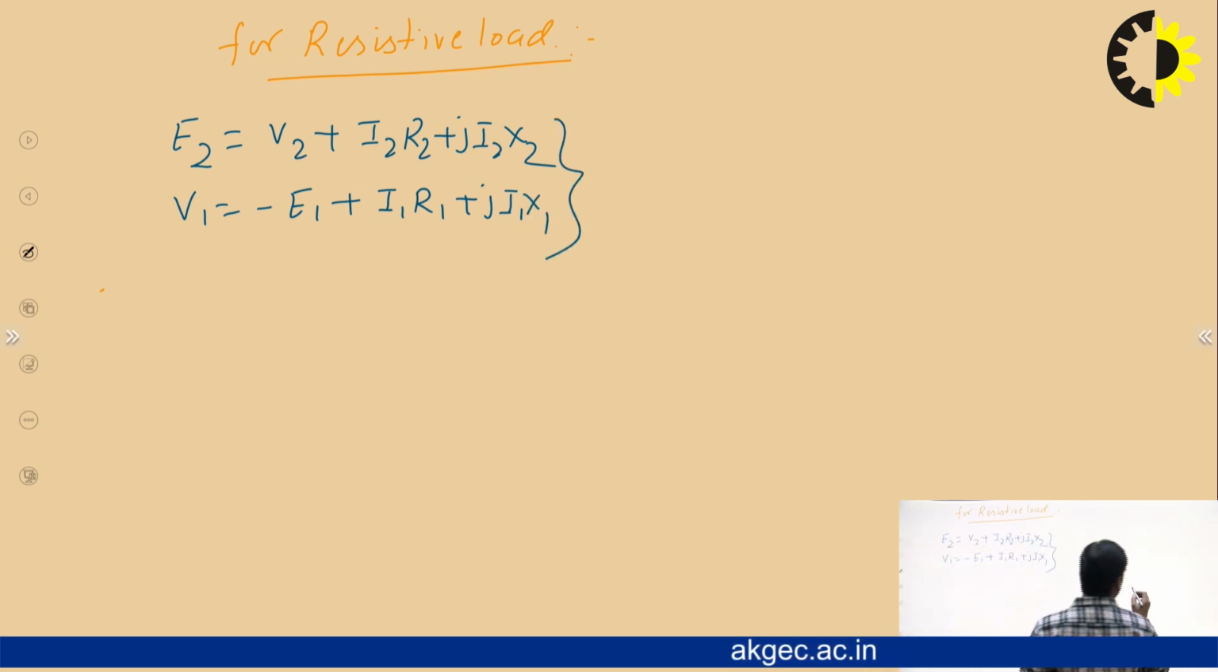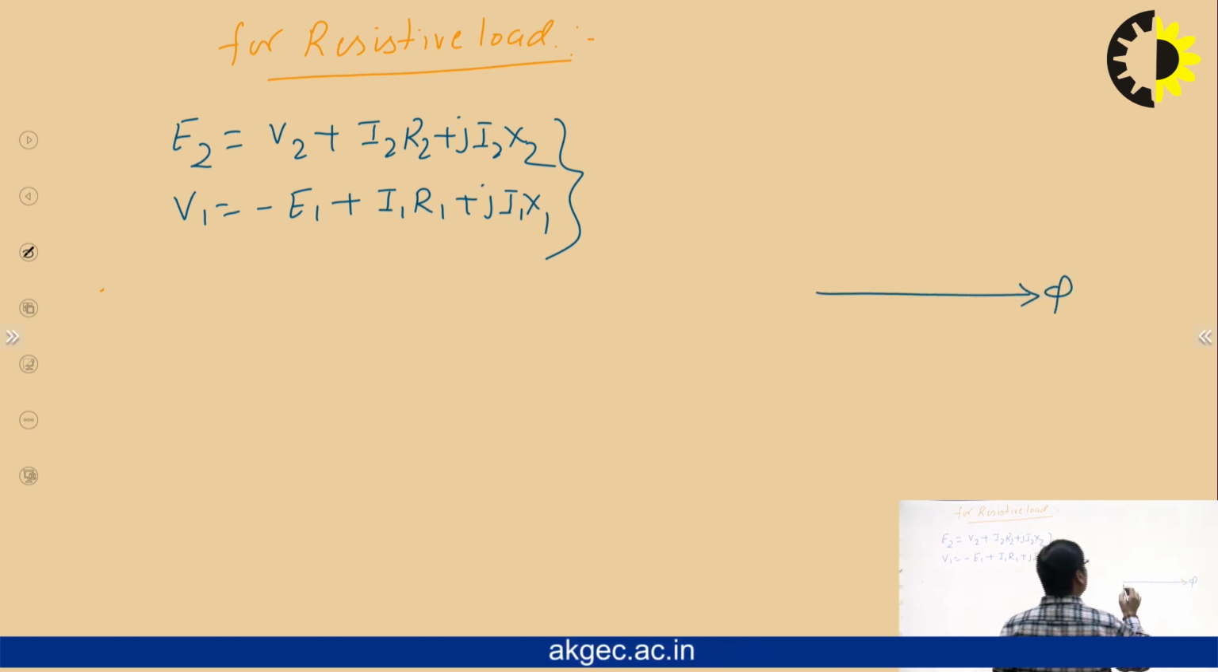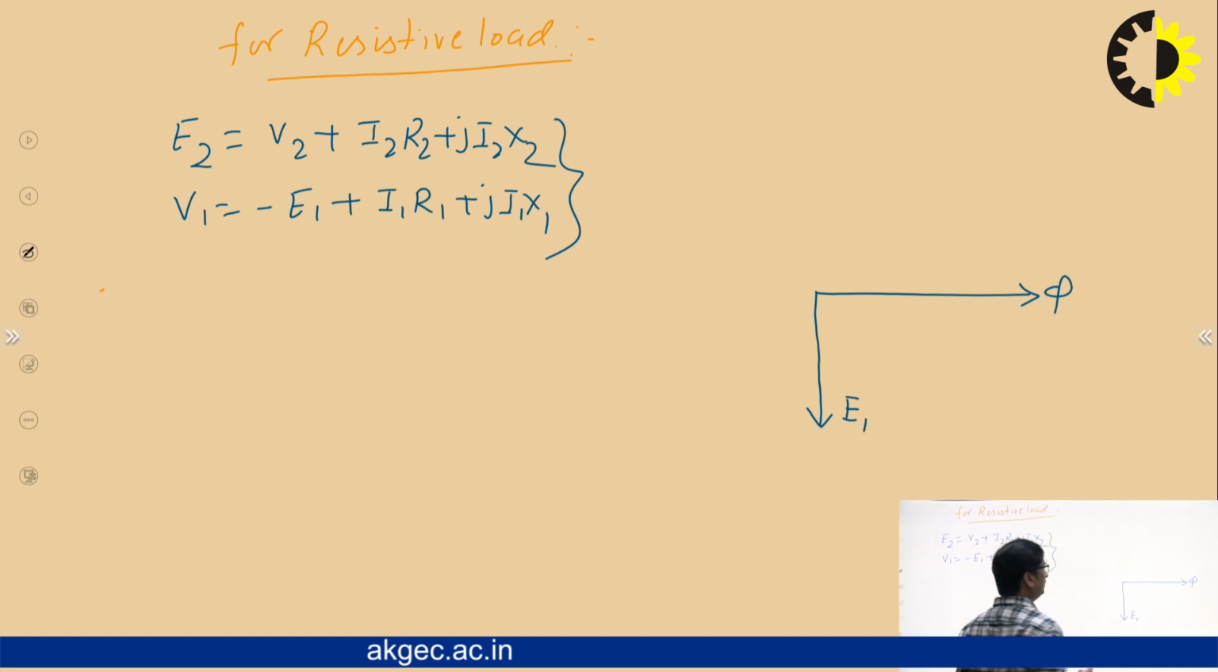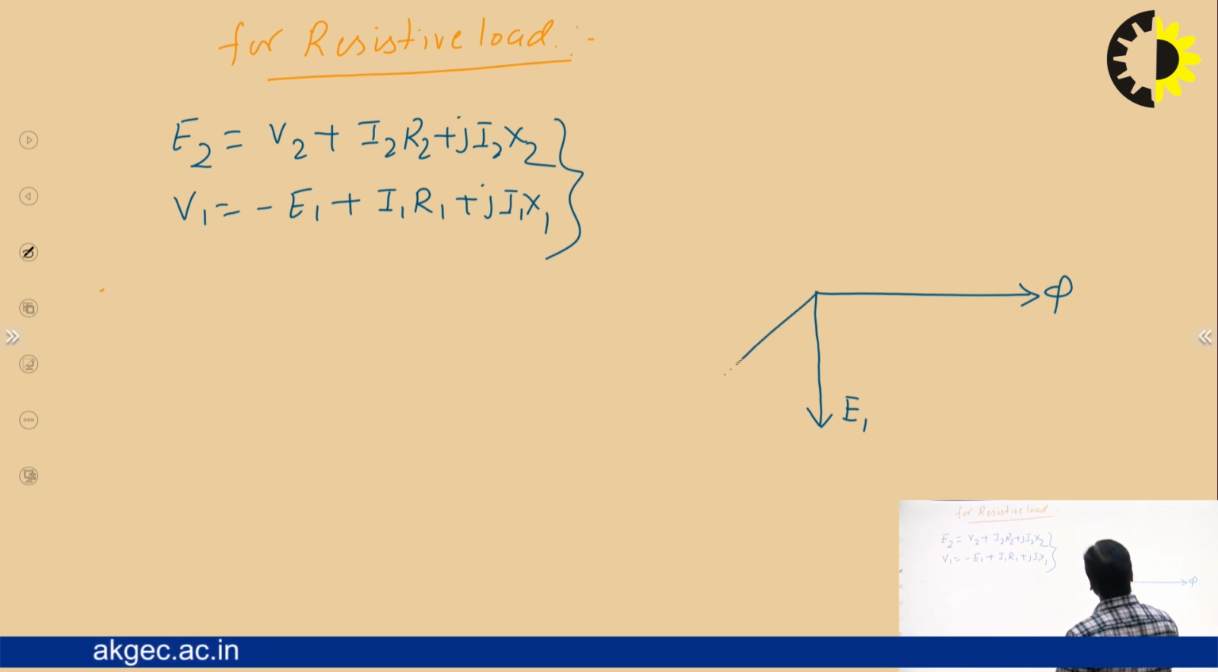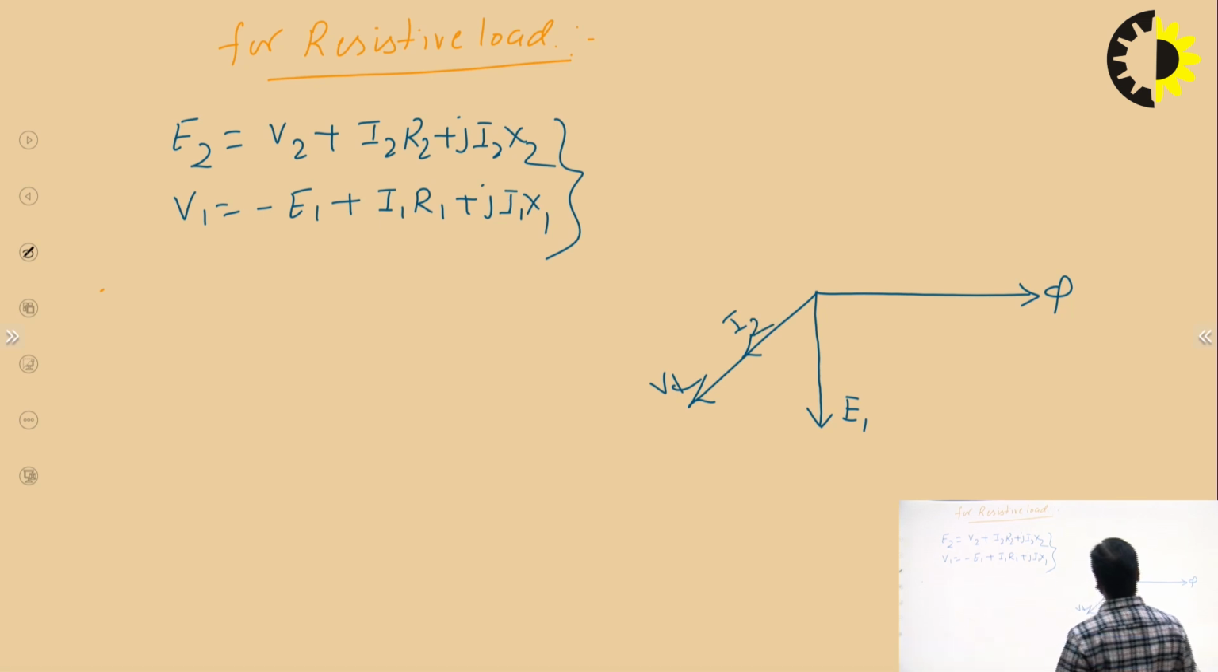Now if you draw it for the resistive load, this is the flux phi as usual, and E1 is the voltage induced in the primary, which lags the flux by 90 degrees. Then we have the voltage and current in the same phase. Suppose this is the voltage V2, so this will be the I2. So voltage and current are in the same phase, there is no angle between them. That means it's purely resistive, and the power factor of the load must be unity.